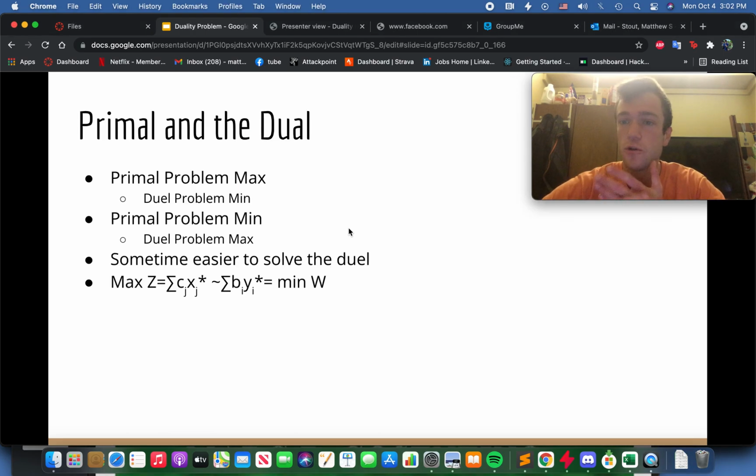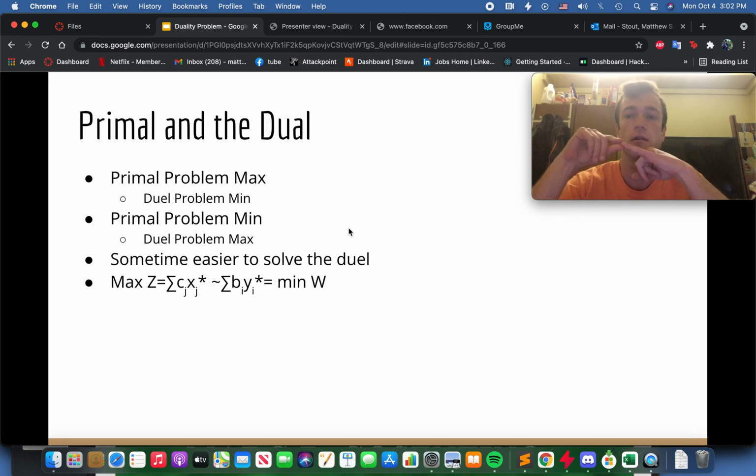So there are two problems. There's the primal, which is the original problem that you were trying to solve, such as the window class problem, in which you're trying to find the maximum number of windows or doors that your factories can make. And then you create the dual as an easier way to solve the primal problem. So sometimes it may be easier to solve this dual problem rather than the primal problem.